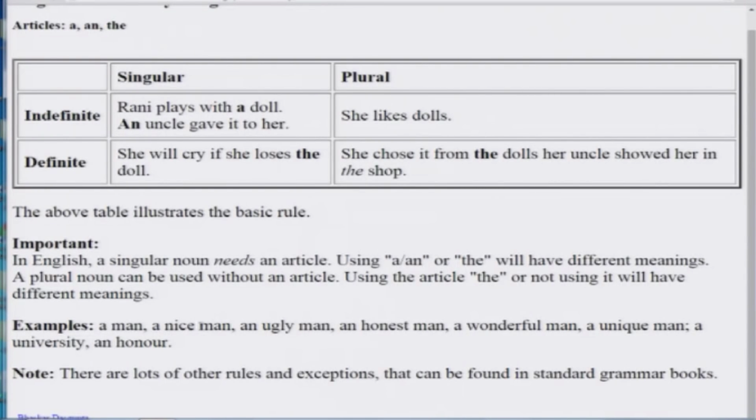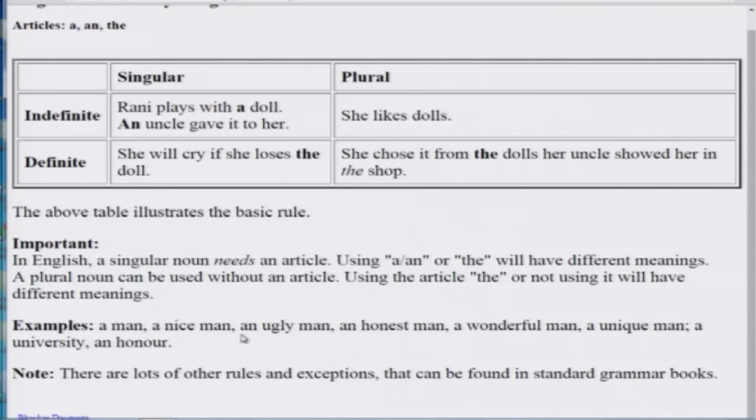Okay. On the other hand, if this noun is not there, just the adjective comes, then you will not put an article. Okay. So he is a nice man. He is nice. Not he is a nice. Okay. So before an adjective you don't put an article, because an article itself is an adjective. Okay. So a man, a nice man.